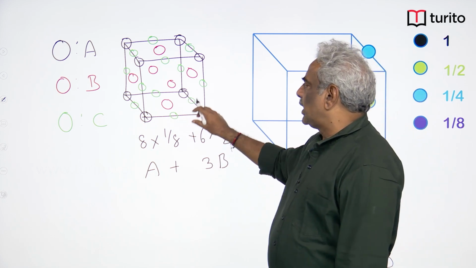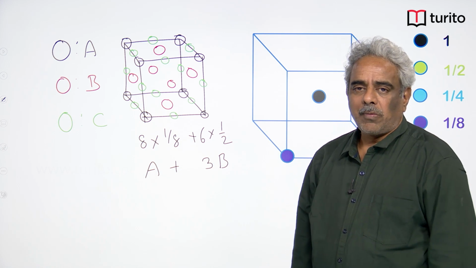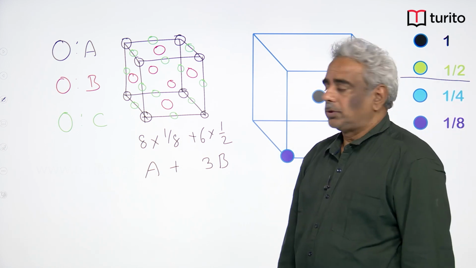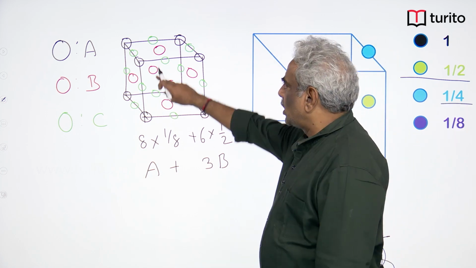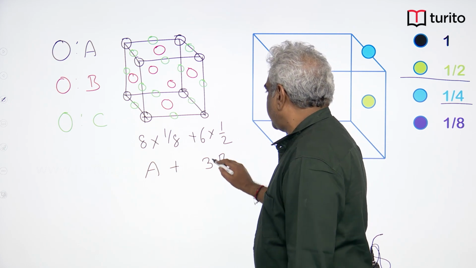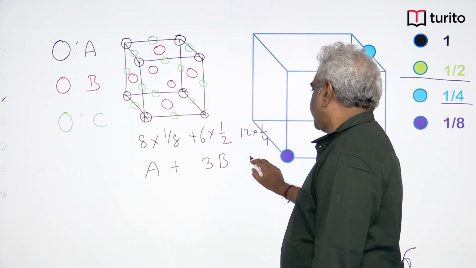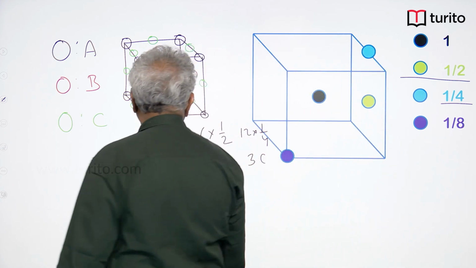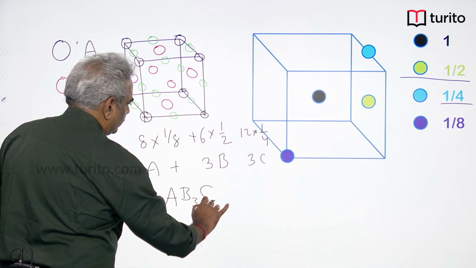Where do you find those green ones? The green ones occupy all the edges. What is the edge contribution? Half. No, edge contribution is 1/4. There are 12 edges. So 12 into 1/4. Again 3. There are 3 C's. So what will be the formula of this unit cell? A, B3, C3.